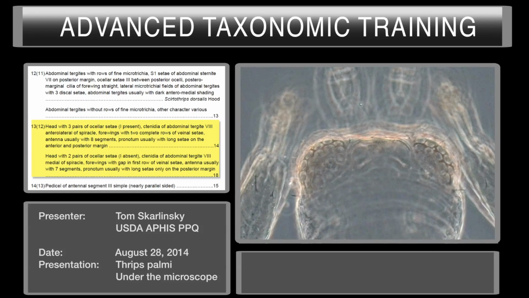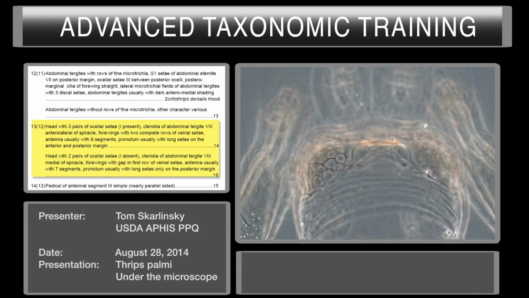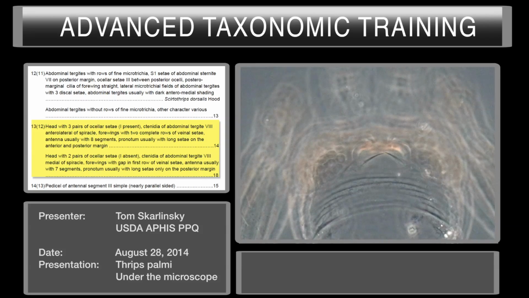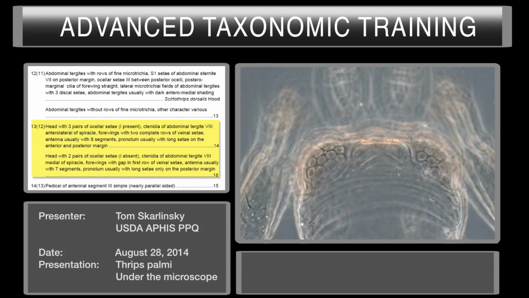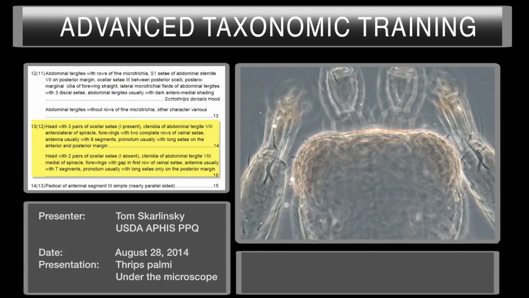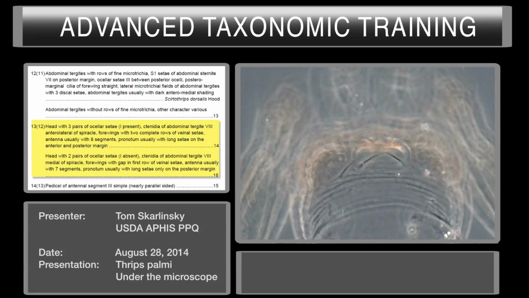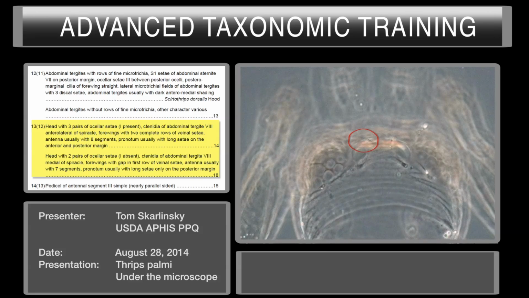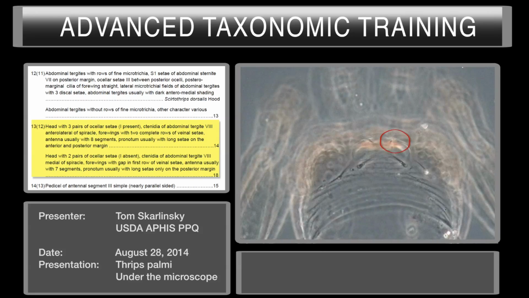If your specimen is not cleared very well, then to see these things, to be able to focus in on them and see them in your different focal planes, it becomes very difficult. So it really helps to have a good clear specimen. There we can see the ocellar setae, the 2 pair, and 1 is absent. The opposing couplet is saying head with 2 pairs of ocellar setae, 1 is absent.